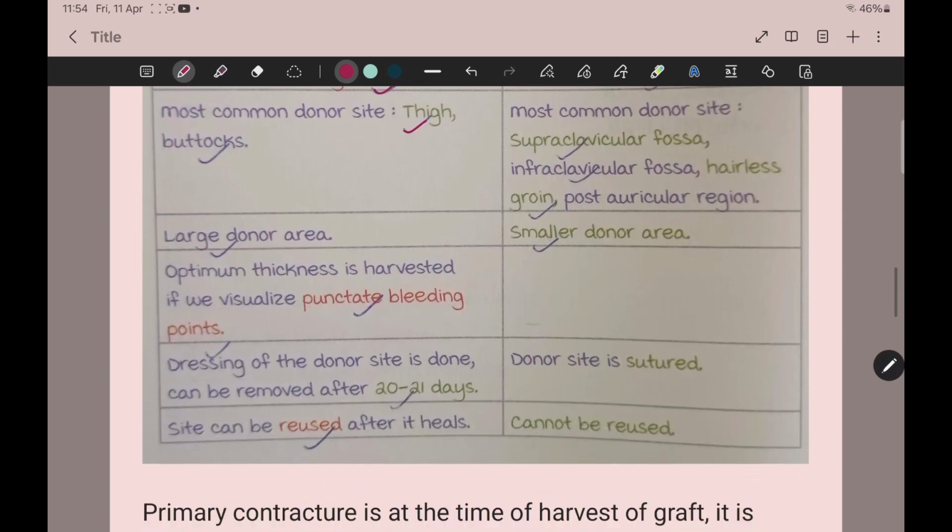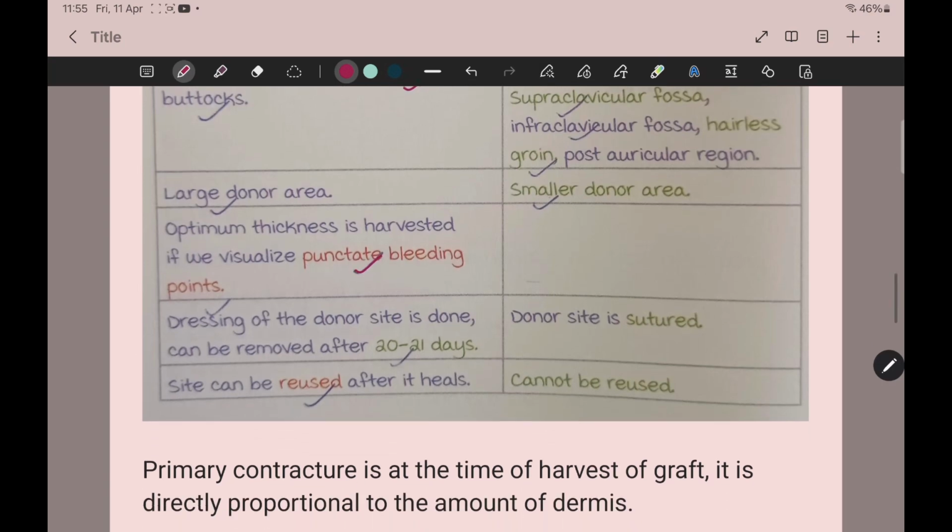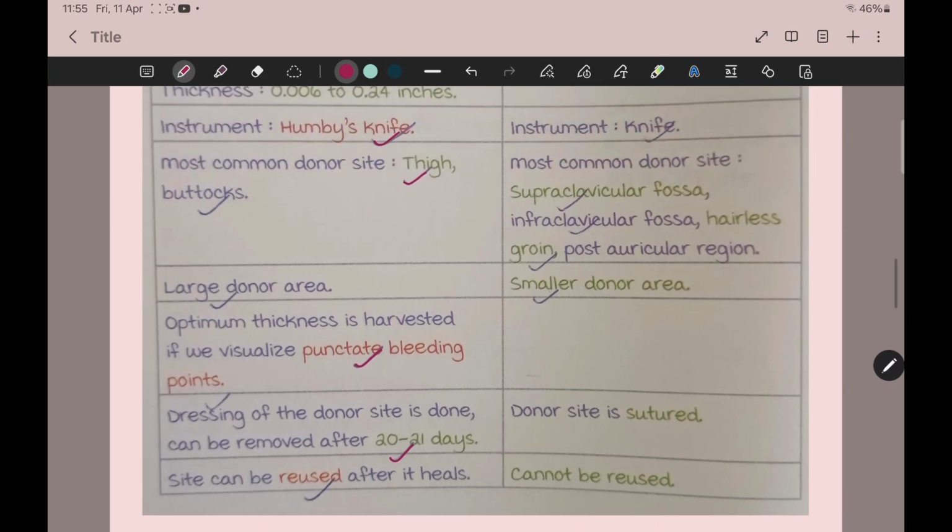The donor area is larger here. The optimum thickness is harvested if we visualize the punctate bleeding points. The dressing of the donor site is done and can be removed after 20 to 21 days. The site can also be reused in split thickness skin grafts.